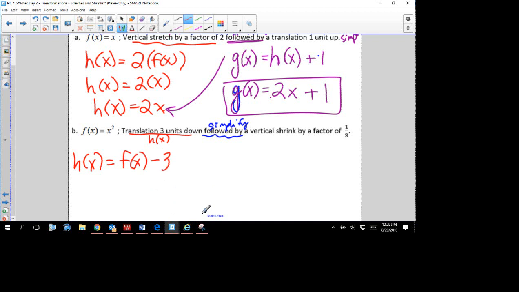Now we go back and say, what is the f of x function? It is x squared, minus 3. And I don't really have anything to simplify there. It's already simplified.